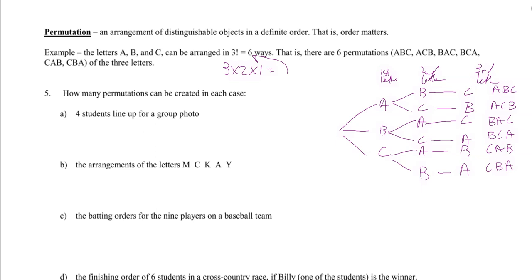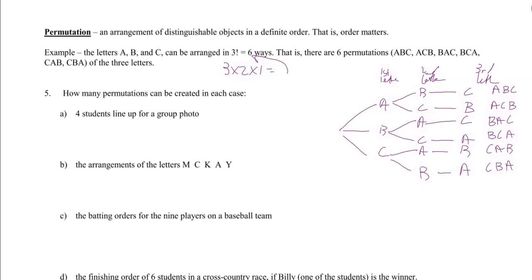How many permutations can be created in each case? 4 students line up for a group photo. Well, here's another way. Let's go back to ABC first. That's a tree diagram. A tree diagram gives you the sample space. The sample space is the universal set, or the set of all possible outcomes. That's the definition of a sample space. We have listed all the 6 arrangements.